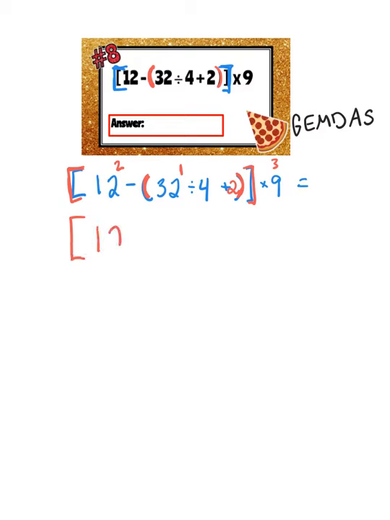Okay. 12 minus 32 divided by 4. So 32 divided by 4 gives me 8. And 8 plus 2 gives me 10. So for this one, it's going to be 12 minus 10. Drop down, close my brackets. Drop down the 9. Now, 12 minus 10 is 2. Drop down the times 9, and then solve 2 times 9, which is 18.